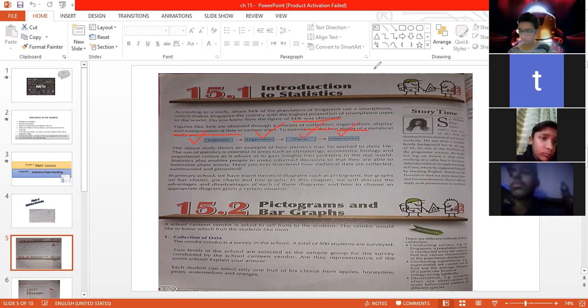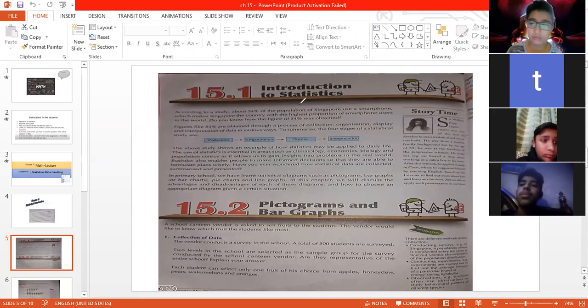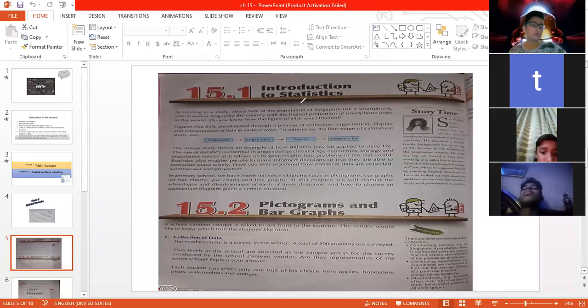If you know the population census, what they do, they first come to our house, collect the information, collect the data, then they organize the data, how many males, how many females, how many kids, then they display the data. They display the data according to the graphs.